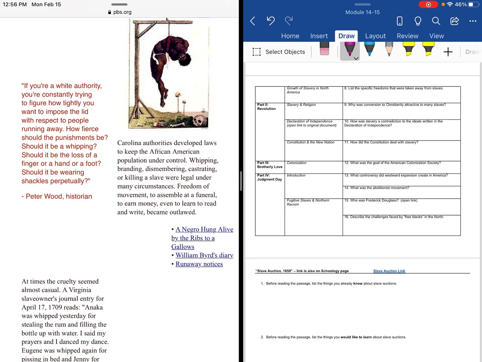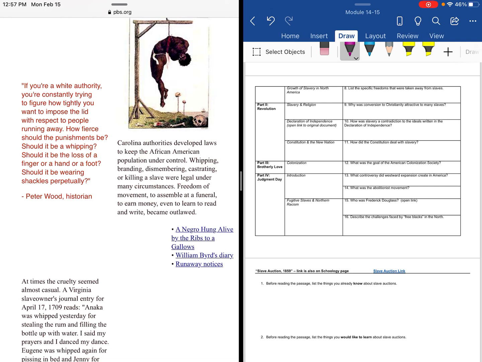Here's a quote by a historian. He said, "If you're a white authority, you're constantly trying to figure out how tightly you want to impose the lid with respect to people running away. How fierce should the punishments be? Should it be a whipping? Should it be the loss of a finger or a hand or a foot? Should it be wearing shackles perpetually?"